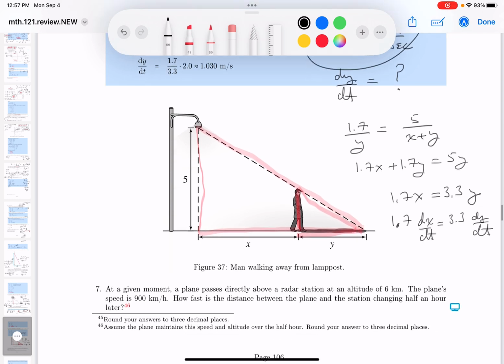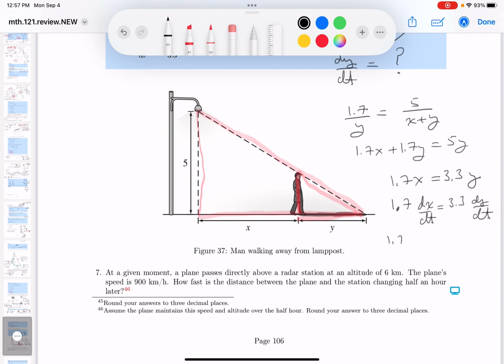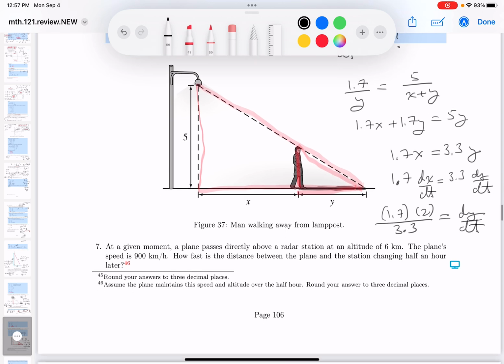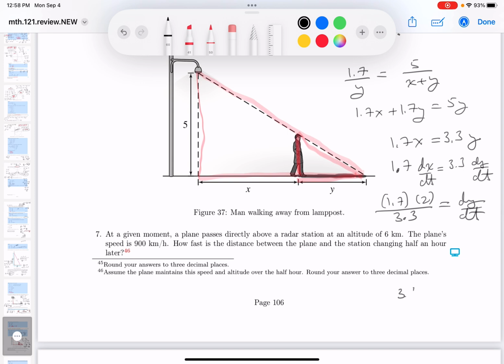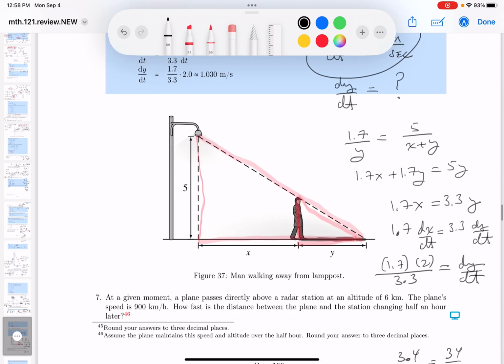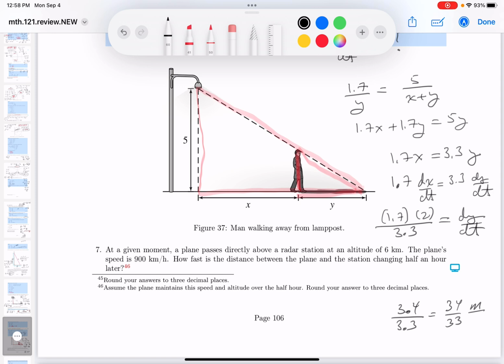What do I know? I know dx/dt. Let me write that down for you. So it's 1.7 times 2 over 3.3, which is actually equal to dy/dt. I'm really not that interested in doing the arithmetic on it, but let's go for it. 1.7 times 2 is going to be 3.4, over 3.3. So I'm going to say that's 34 over 33. I don't want to do any divisions, by the way. And what's that going to be? Well, if you can't remember, go back and read. Meters per second. That's the shadow.